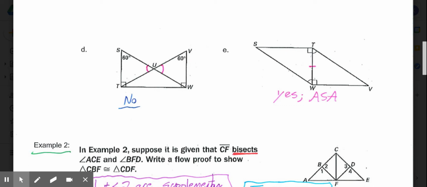And then in E, we have a 90-degree angle up here for STW, and then a 90-degree here for TWV. So each triangle has a 90. Each triangle then has an angle congruent to each other, and they share this side. So we have an angle, a side in the middle, and the angle. Angle, side in the middle, and the angle. So yes, they're congruent by angle, side, angle.